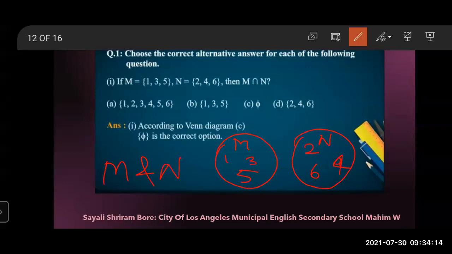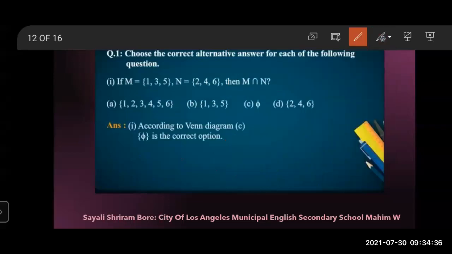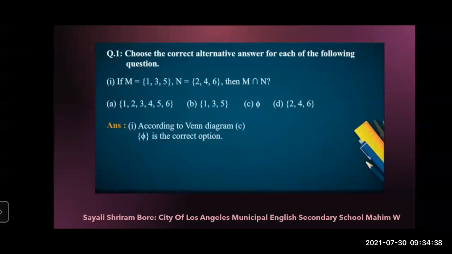But in the question, they have asked what is the intersection. So no common element, so the answer is the empty set, by the set and also by the Venn diagram. So such type of question can be asked in the multiple choice.